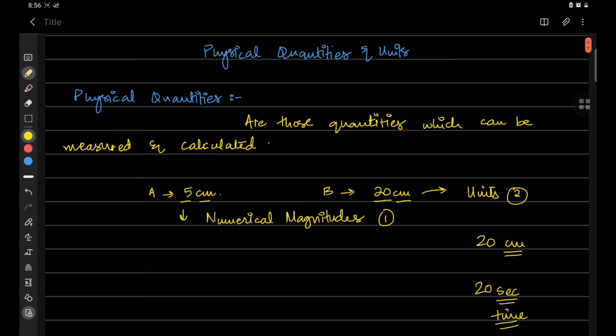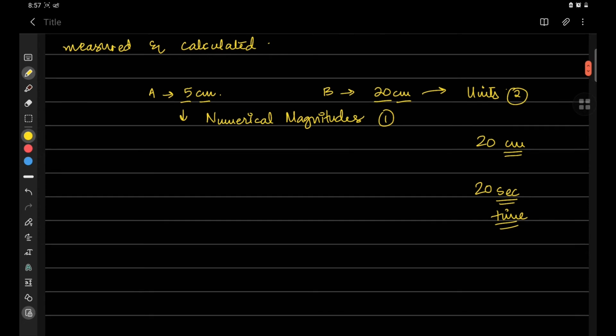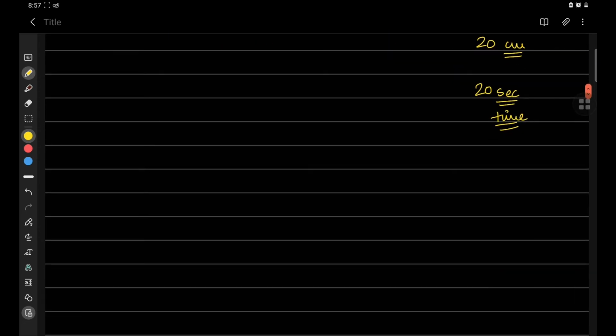All right, so what have we studied so far? That physical quantities are measured and calculated. They consist of numerical magnitudes and they consist of units. All right. So now we're going to talk about the two different types of quantities that we have. So in physical quantities, there are two things that we study. They're base quantities, and we have derived quantities in here. Alright, so base quantities and derived quantities.